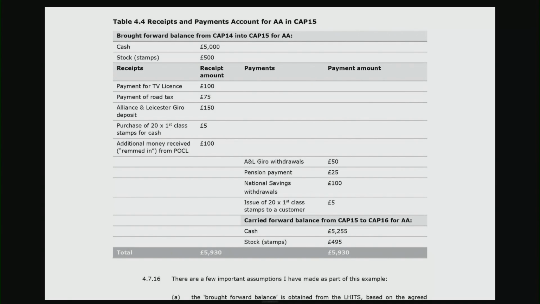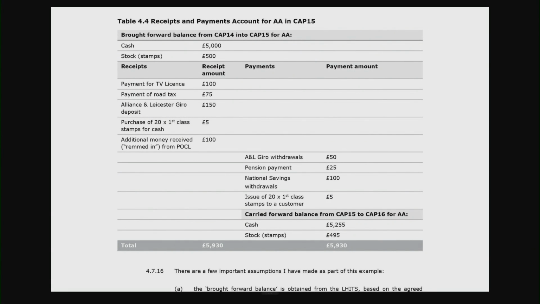So for this cash accounting period, from 14 through 15 and then into 16, the total for receipts, 5,930, matches that for payments, 5,930. So the stock unit is balanced and therefore could be rolled over without the need for adjustment or any further action. Yes.